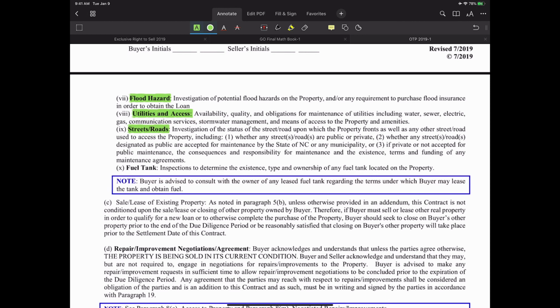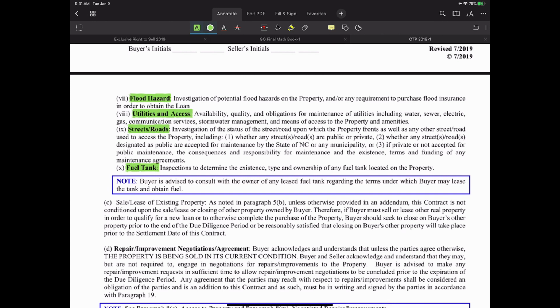Exactly. And then last but certainly not least is this fuel tank. We just want to say, if there's a fuel tank, what's in it? Of course, the contract says if there's any fuel in it at closing that belongs to the buyer, but what does the seller want to do? And maybe it's a rented fuel tank. So we've got to talk about that. Make sure that you do your inspections, buyer, on what's going on with the fuel tank.